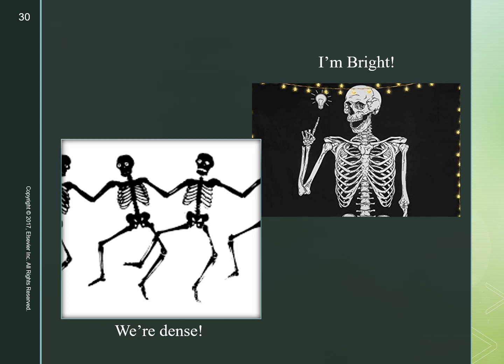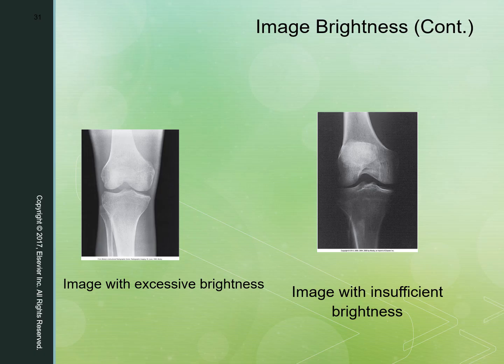I'm bright, we're dense. So density, again, refers more to film screen. However, we see him being bright, but he still has a dense background or a lack of brightness. Okay, now we know that we're always trying to get the perfect balance between brightness and density. So here's a knee that most would say has excessive brightness. There's not enough density on here to cover up that brightness, and therefore it would be an underexposed image. Here's a knee where we have so many densities it's covering up the brightness too much. This would be insufficient brightness.